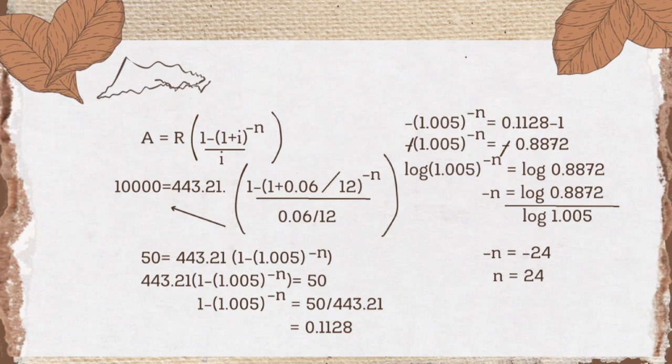Log (1.005)^-n equal log 0.8872. Negative n log 1.005 equal log 0.8872. Divide by log 1.005, negative n equal negative 24. So n equal 24.